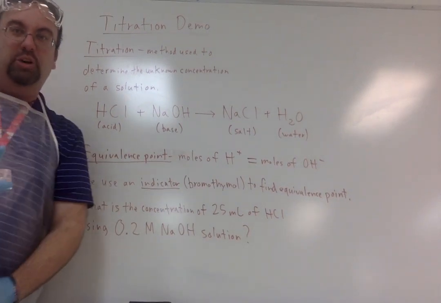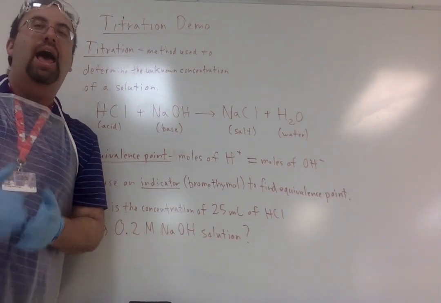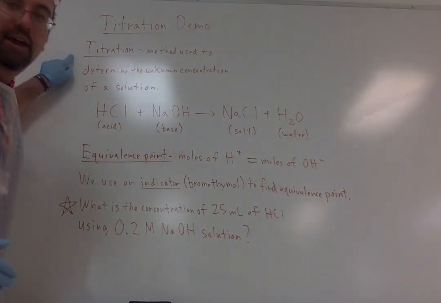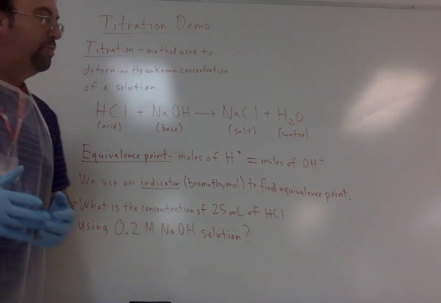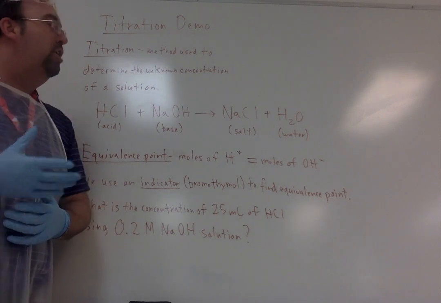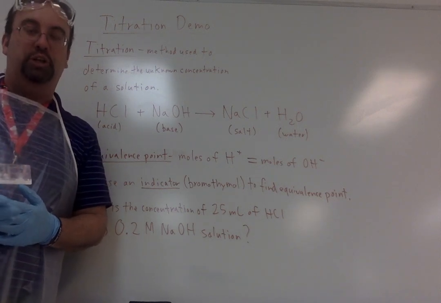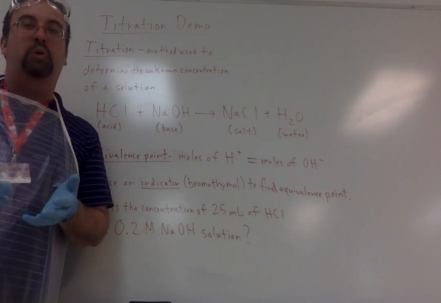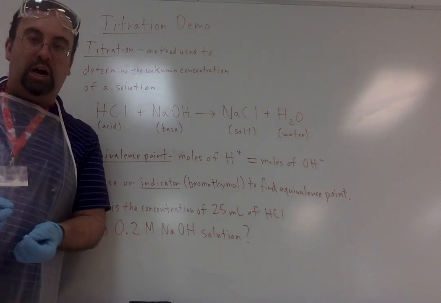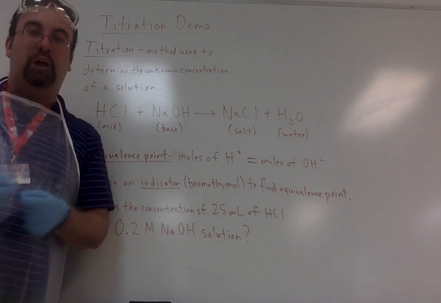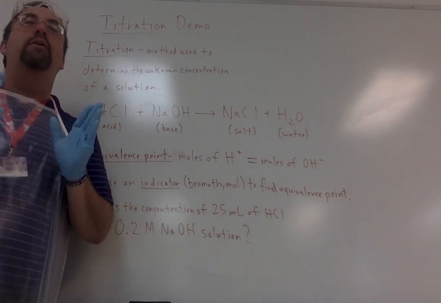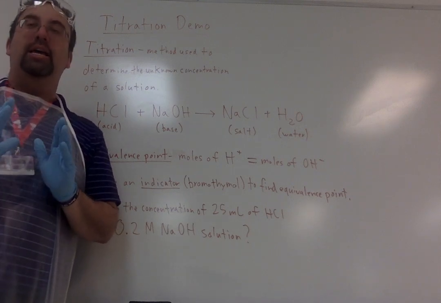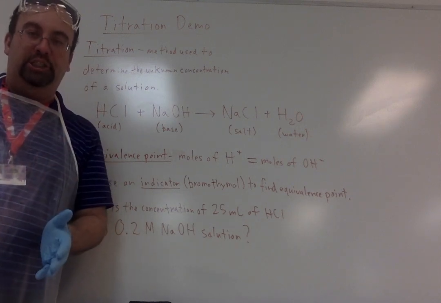All right, so today I'm going to demonstrate to you how to perform a titration type reaction. Remember that a titration is a method used to determine the unknown concentration of a solution. And so in this case, we have an unknown concentration of hydrochloric acid. We're going to use a known concentration of sodium hydroxide in order to figure out what the unknown concentration of the acid is. And so again, this is going to be a neutralization reaction.